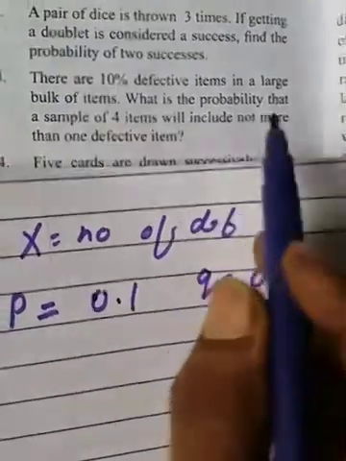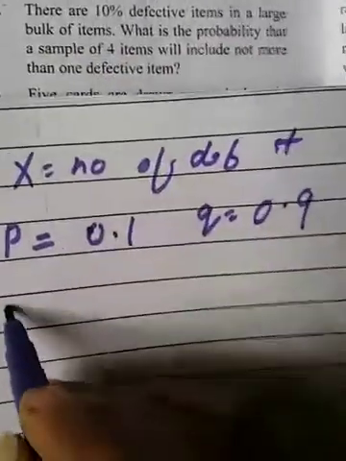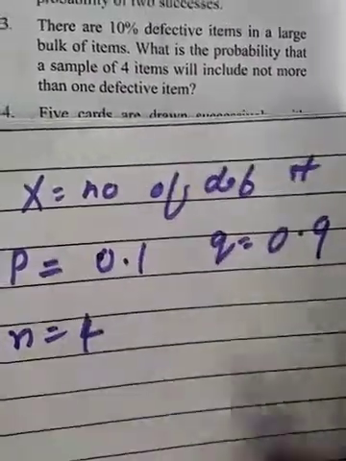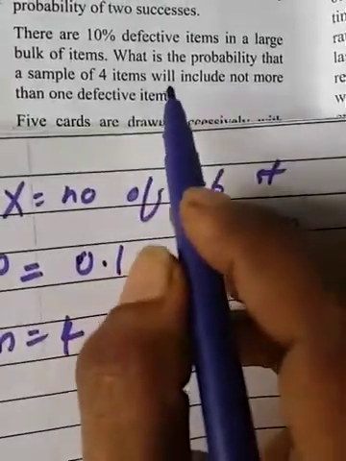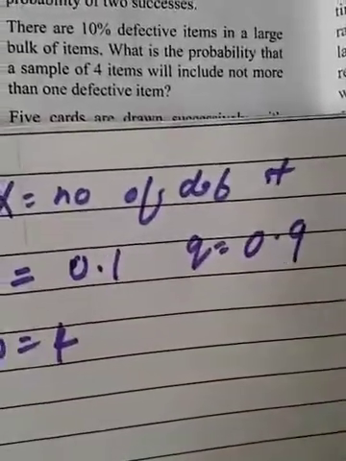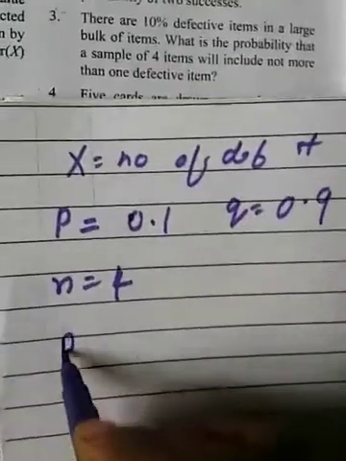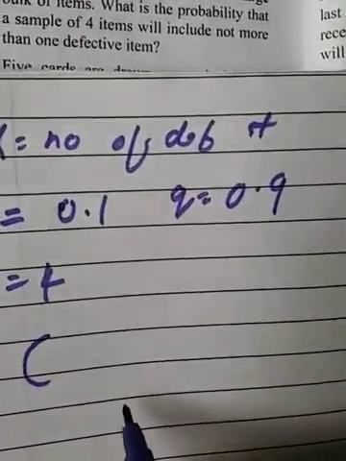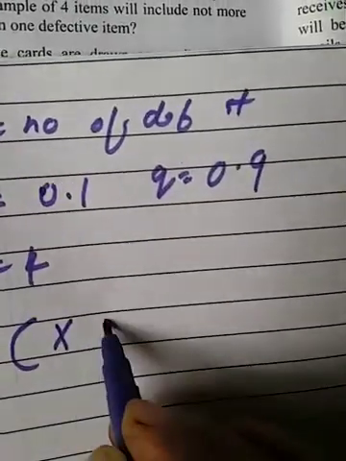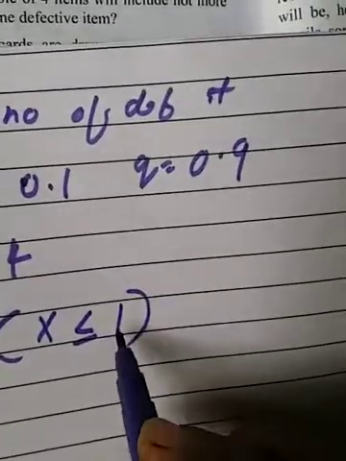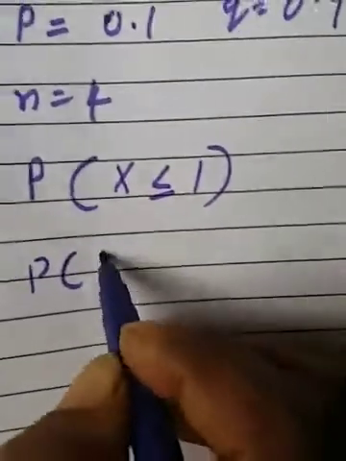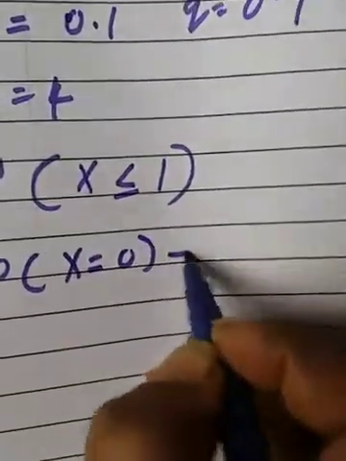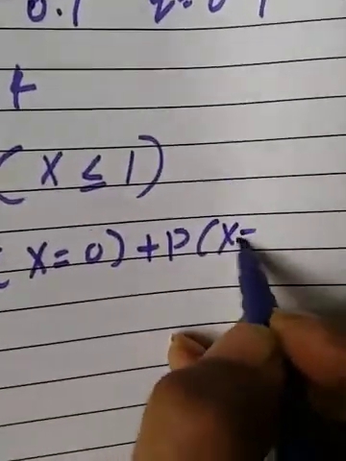What is probability that out of sample of 4 items? So n equal to 4. Not more than 1 defective item. P must be not more than 1, that is x less than or equal to 1, 1 or less than 1. That is, we have to find out probability of x equal to 0 plus probability of x equal to 1.